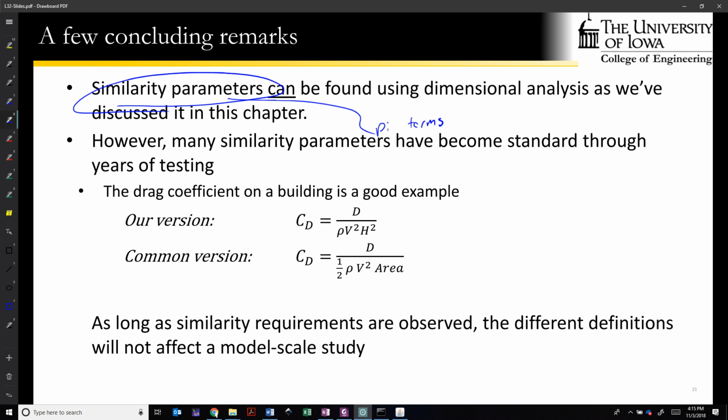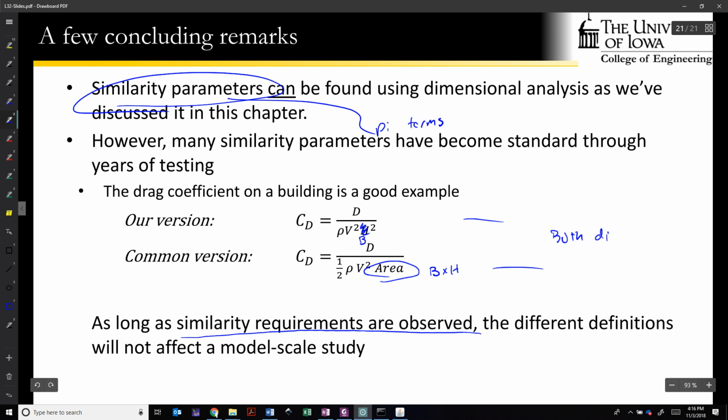So in the example we just conducted, we defined our drag coefficient as D over rho V squared B squared, right? If we had chosen height as being one of our repeating variables, it would have been H squared, etc. What's more common, and we'll see this in chapter 9, is to use the drag over 1/2 rho V squared times some reference area. In this case, that area would be B times H, the frontal projected area of the building. Okay, this is not a super important distinction right now, because as long as these similarity requirements are met, the choice of how you define those similarity parameters will not be important. So both of these are dimensionless. And so as long as you observe proper scaling procedures, either one of these definitions will give you the exact same result. Okay, so that wraps up chapter 7.